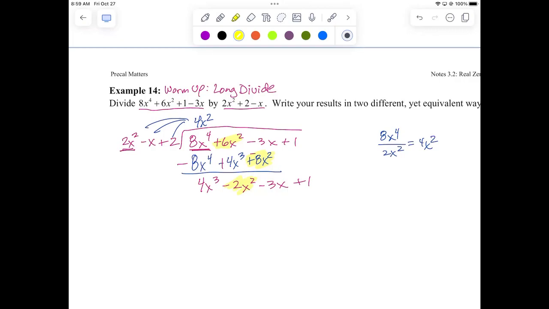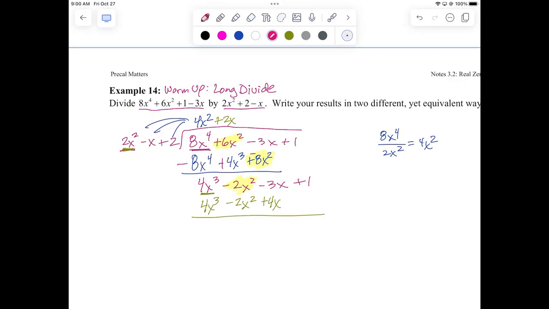All right, now I do it again. So I say, how many times does 2x squared go into 4x cubed? 2x, okay, so that's plus 2x. And you'll know it's right because when you distribute from up top now, you should get a 4x cubed. Those numbers should be the same. And they are, so I did it correctly. So then 2x times negative x is minus 2x squared. And then I get plus 4x.